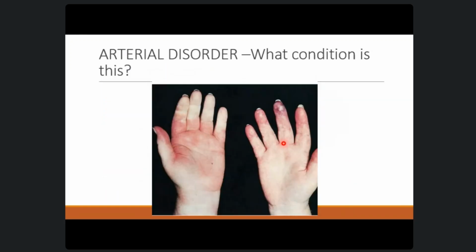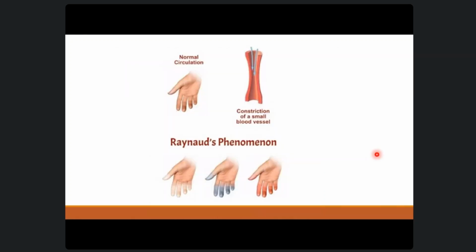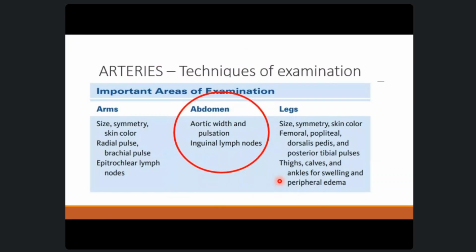Okay? So, next. What condition is this one? Raynaud's. Okay? So this is Raynaud's. When there is exposure to cold or extreme heat, the patient experiences pallor, then cyanosis, then hyperemia again. So these are some of the common conditions related to arterial diseases.